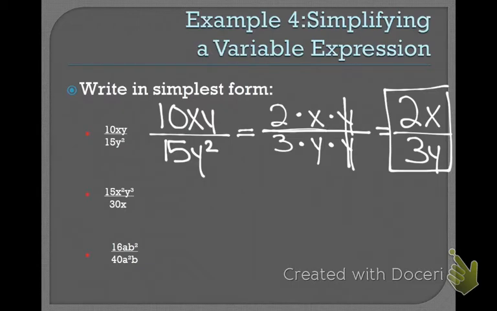So use your calculators to reduce the numbers and then write your variables in expanded form and cancel your groups. Okay? I want you to go ahead and try the second one on your own.